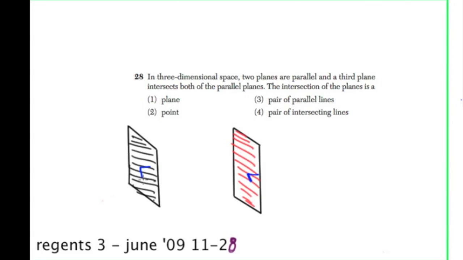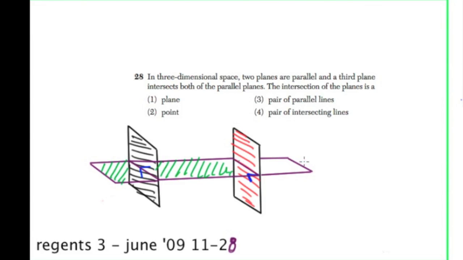A third plane intersects both parallel planes. Wow, okay, so how do you draw this? I'm just going to draw it like that. Like so. And that is our third plane that intersects. Let's just extend it a bit, and that. I'll color it in like that. Boom.